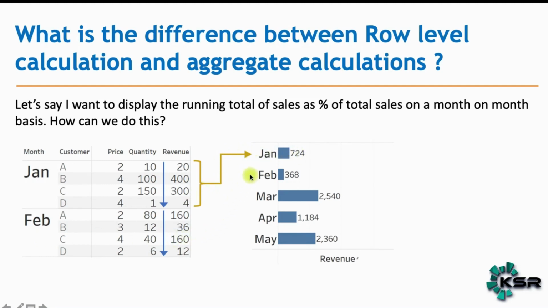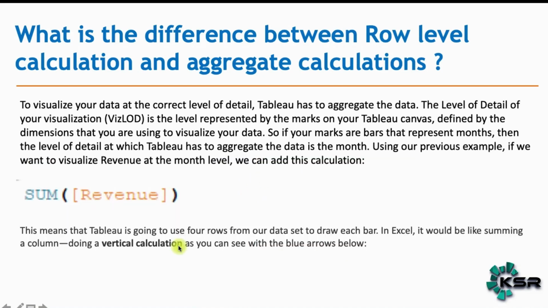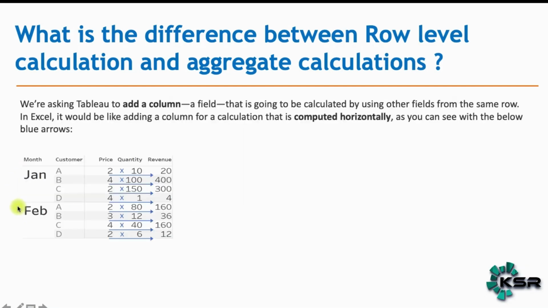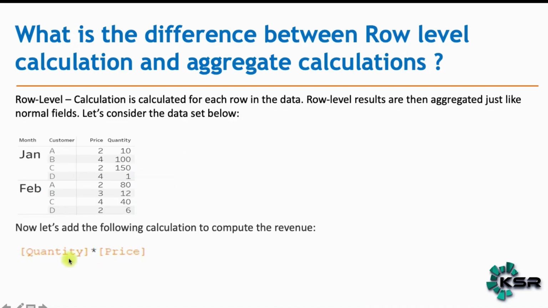Likewise, for Feb month also, it's gonna aggregate the revenue. But this is only because we are using the aggregated method over here, sum. And in the row level calculation, we did not use any aggregated function over here. We just simply wrote the field quantity into price field, right? There was no aggregated method over here.